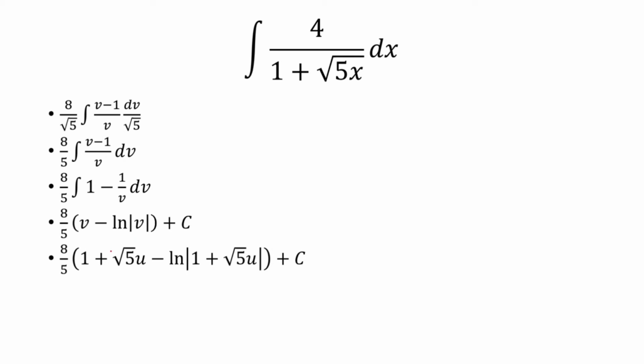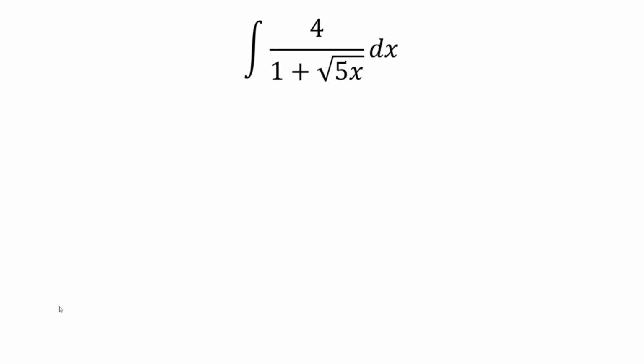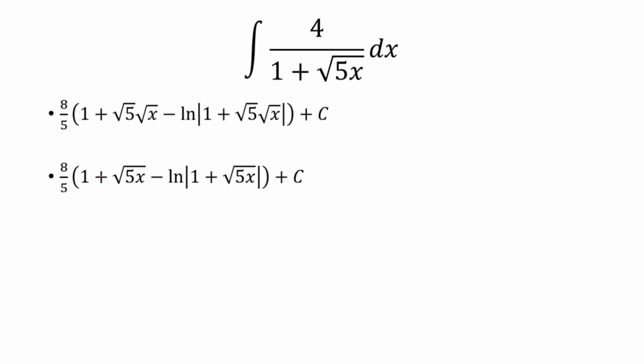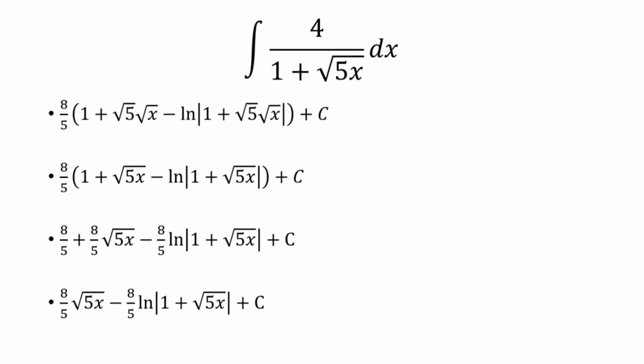And then we had let v be 1 plus root 5 u. So replace both of these v's with 1 plus root 5 u. And then u, we said, was root x. So replace the two u's with root x. And here I just combine the root 5 and root x under one square root. Distribute the 8 fifths to 1, to root 5x, and to the natural log. Notice that 8 fifths is just a constant, so it's going to get absorbed again with this constant. And so this is my answer.